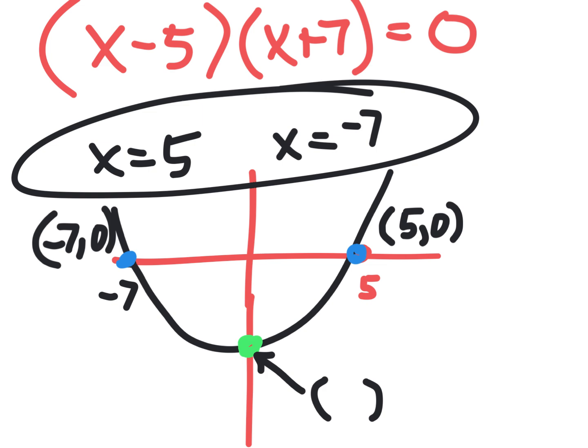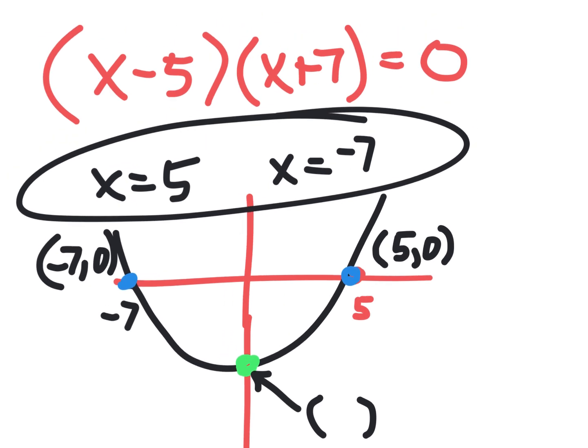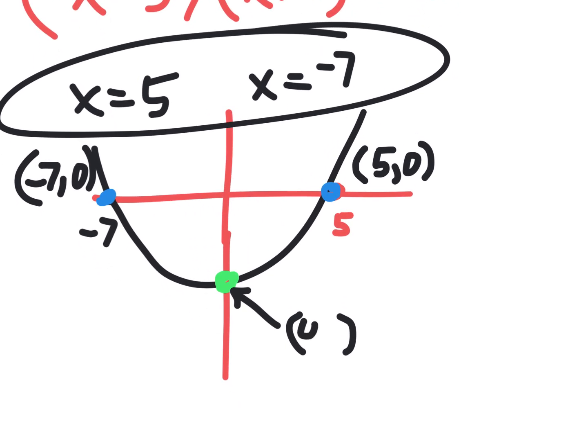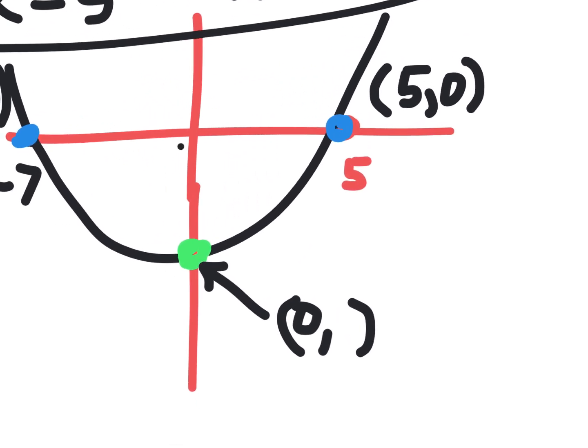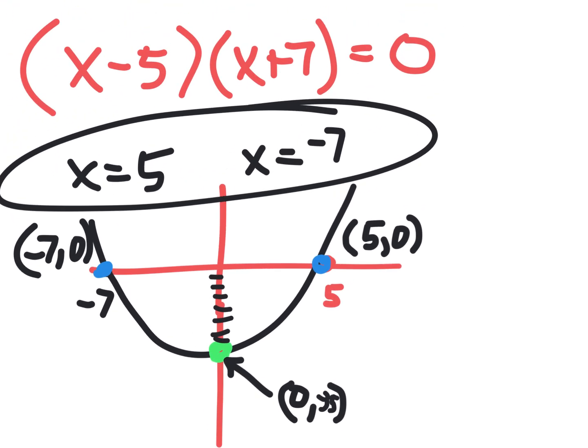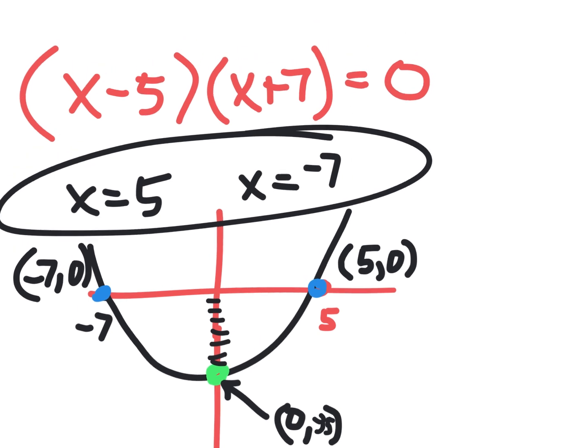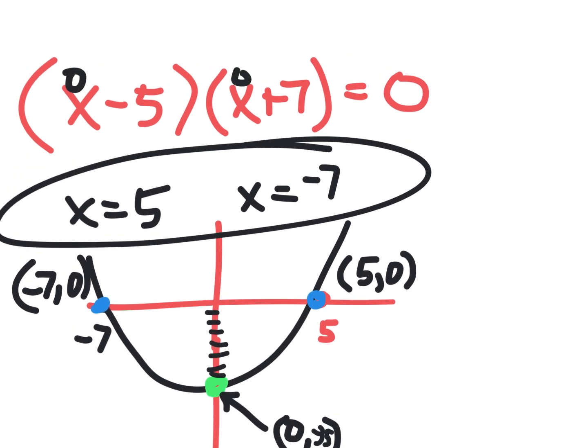So this one would be like 0 comma, because it's a y-intercept, so its x is 0. And it's negative for sure because it's going down, but I don't know how far it is. I actually do know it's negative 35, which I know seems like I made that up. But if I want the y-intercept, I can stick in x is 0, and then the negative 5 times 7 is negative 35. That's how I got that.